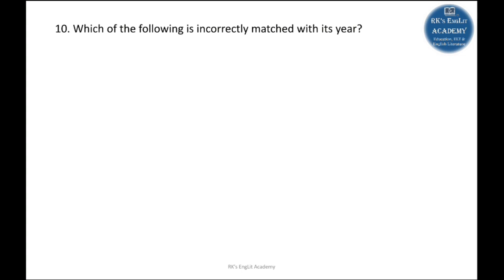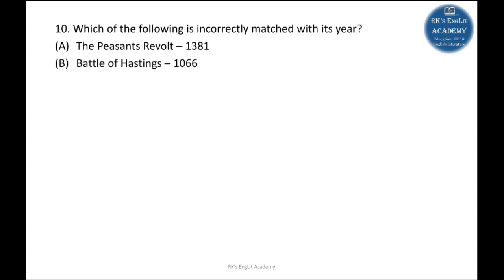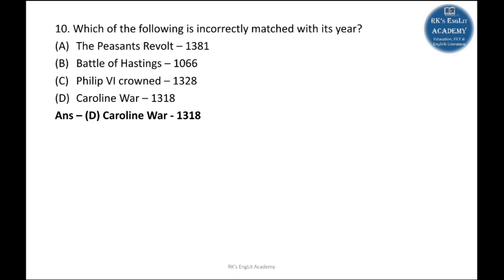The next and the last question of this video: which of the following is incorrectly matched with its year? The options are the Peasants' Revolt 1381, Battle of Hastings 1066, Philip VI crowned 1328, or Caroline War 1318. So let's see the correct answer. It's D, Caroline War 1318. It is incorrectly matched. So let's see the right year of this war, when it happened.